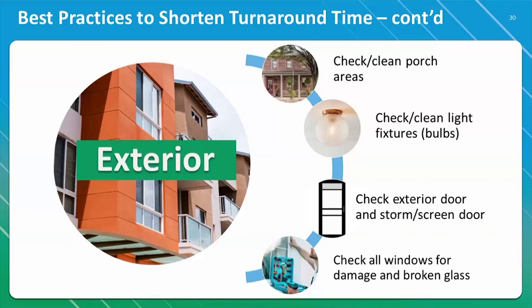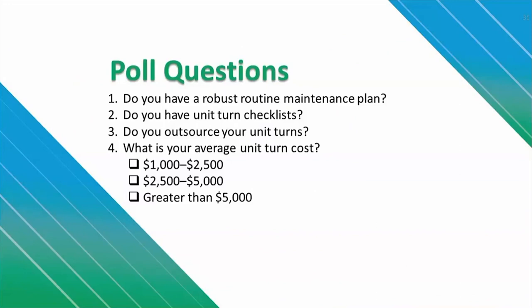Okay, next slide, please. We're doing a quick poll question before we wrap it up and sum it up. We have four questions only. Three of them are yes or no. And the fourth question, again just very short, 1 minute, is about a price range for unit turn cost, because we just want to understand, do you have a robust routine and maintenance plan? By robust, I mean you really thought of everything, combined everything, including the best practices. In your mind, it always leads to low turnover time, and you're satisfied with your list.